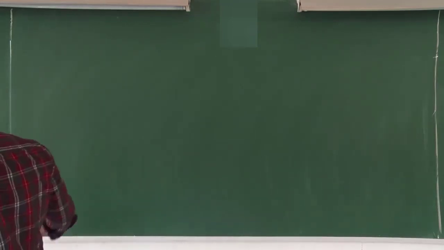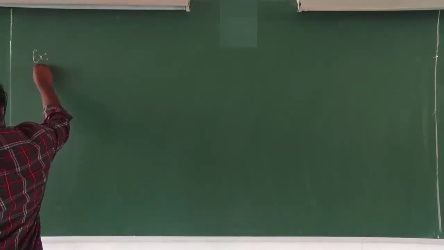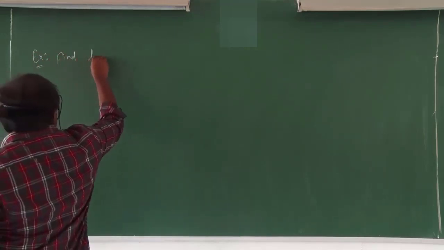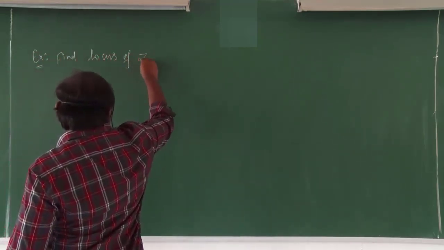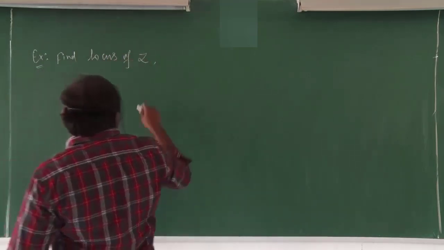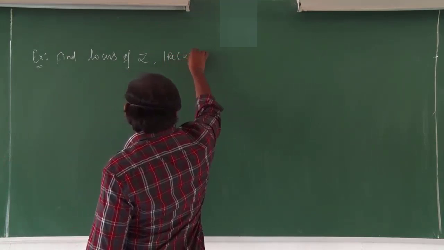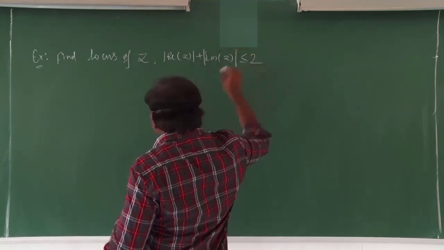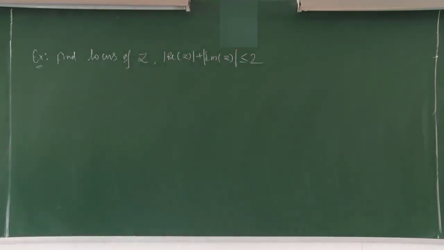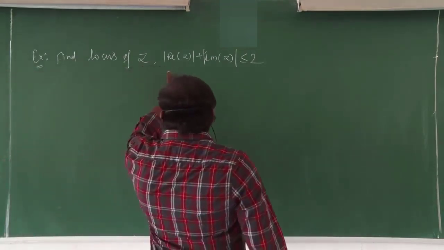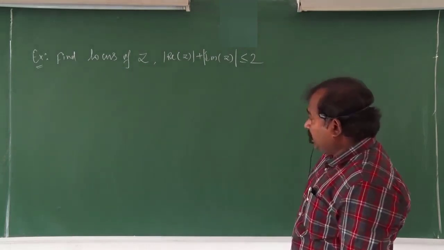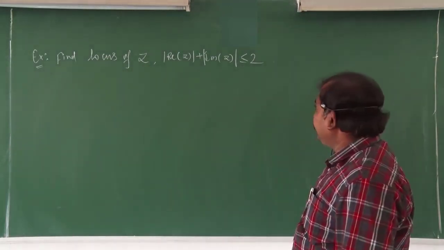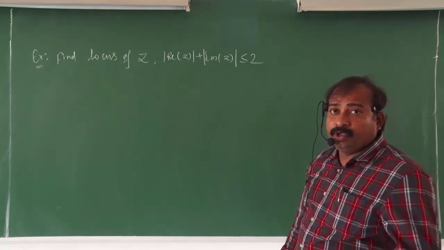Okay. Next, one more example. Here they have given one example. Find the locus of z. Modulus of the real part of z plus modulus of the imaginary part of z is less than or equal to 2. This is the bit they have given. Here z satisfies the condition modulus of real part of z plus modulus of imaginary part of z is less than or equal to 2. Then what about the locus of z?